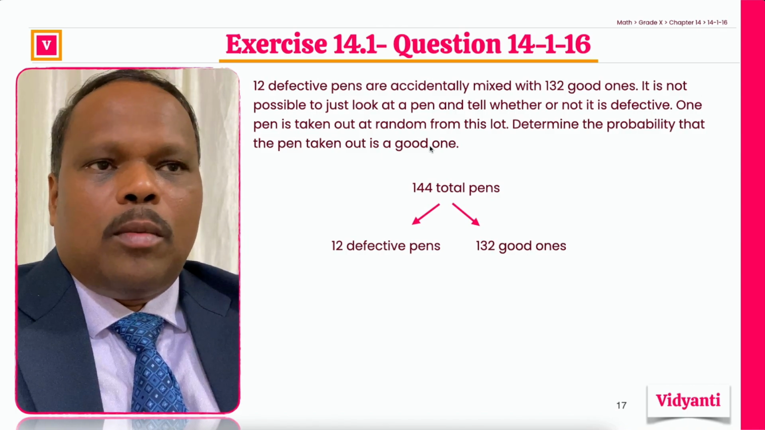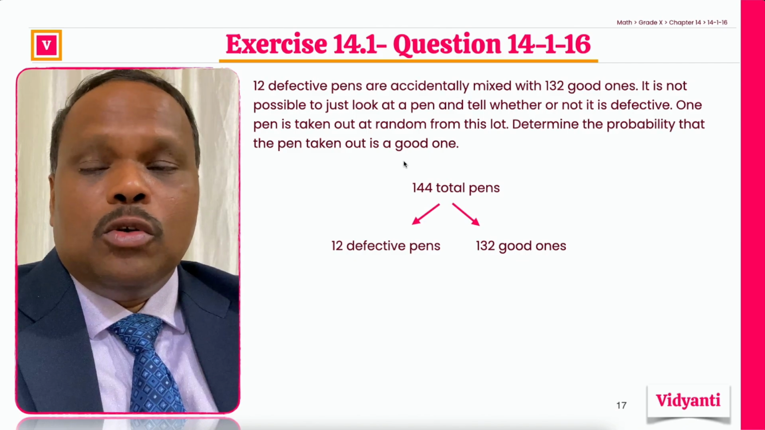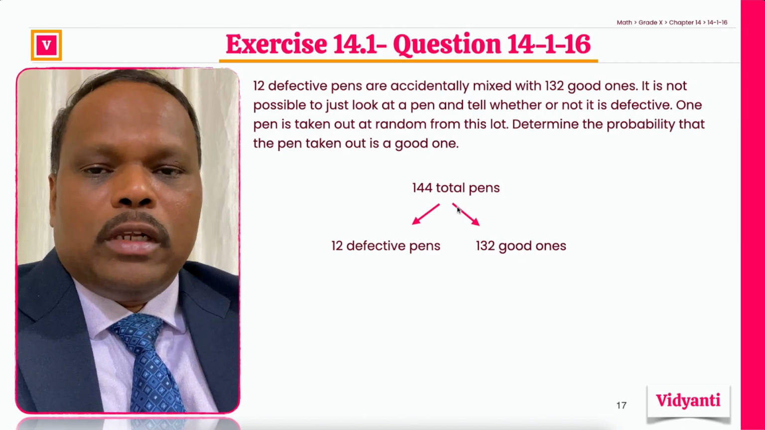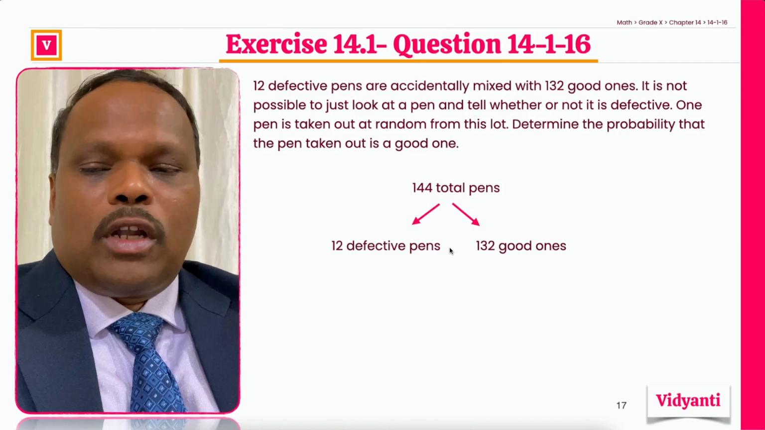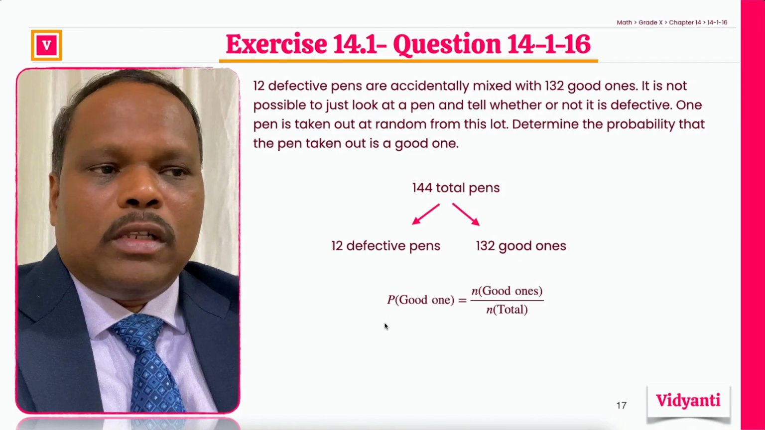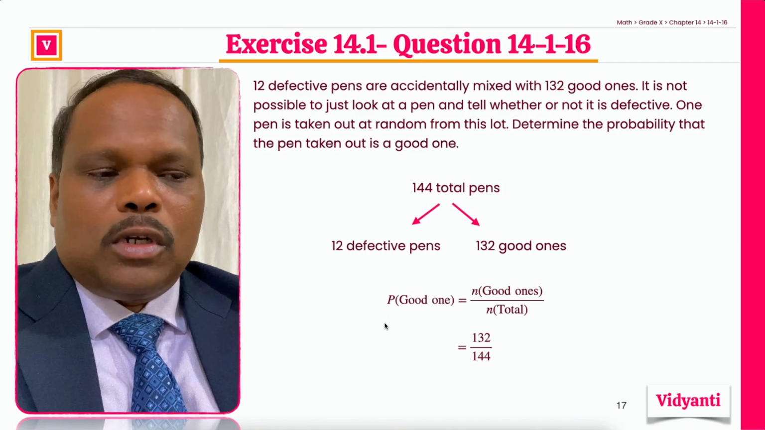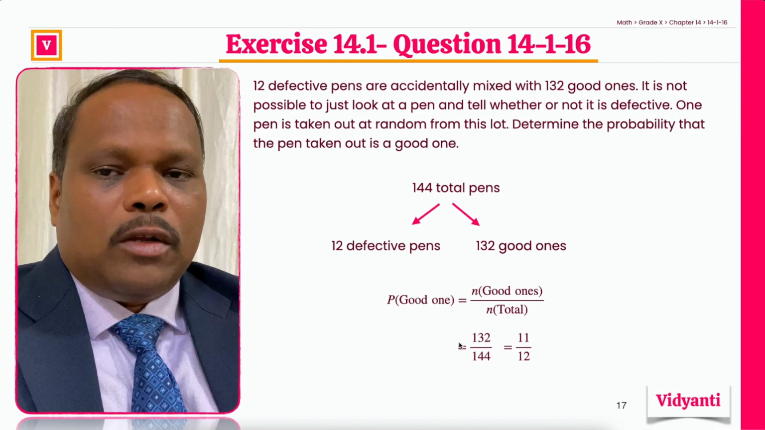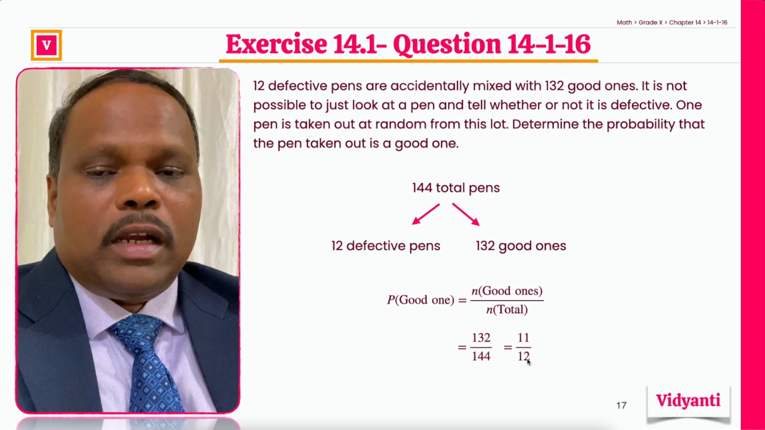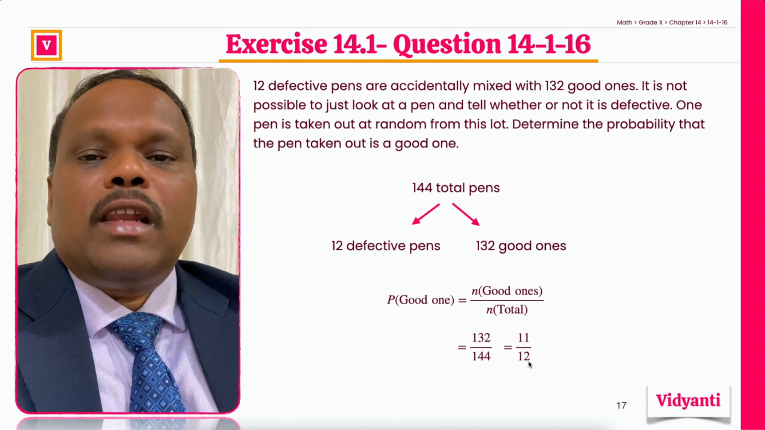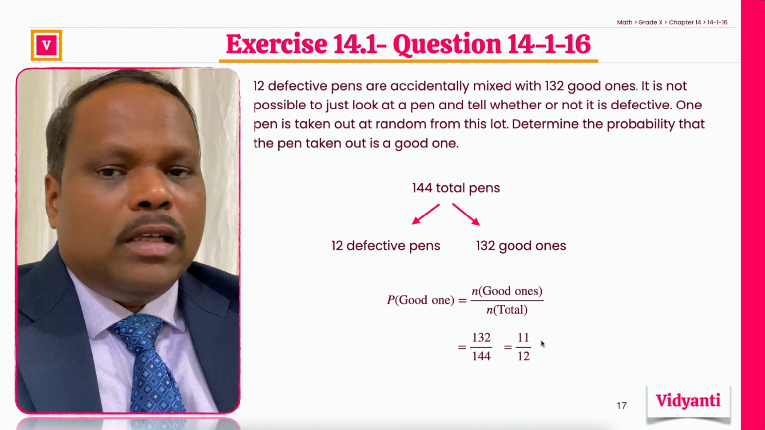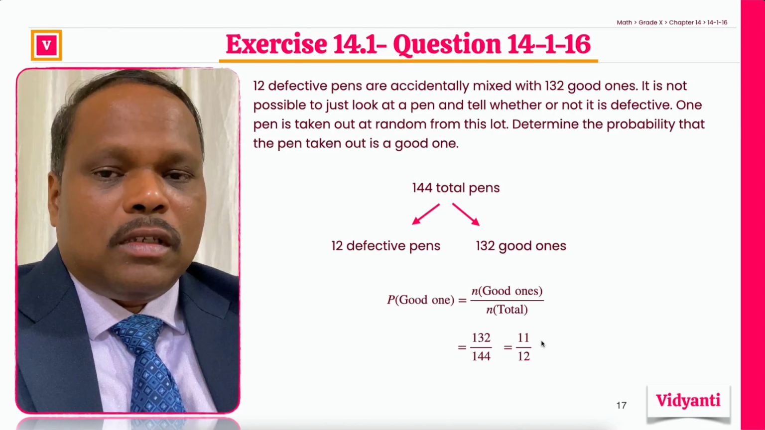So determine the probability that the pen taken out is a good one. How many things are good? 132. How many things are total? 144. So favorable upon total, that will be good upon total, 132 upon 144. Now there is a common factor of 12. You can divide both by 12, and upon simplification and cancellation, you will get the final answer as 11 by 12. Remember, this 11 by 12 is still less than 1, so this is still a good answer.